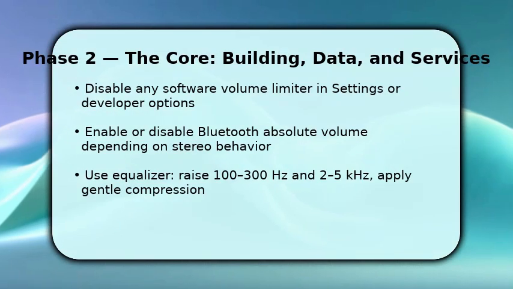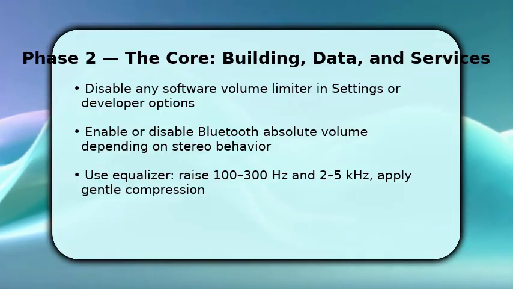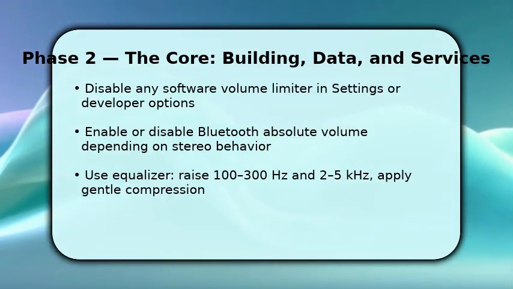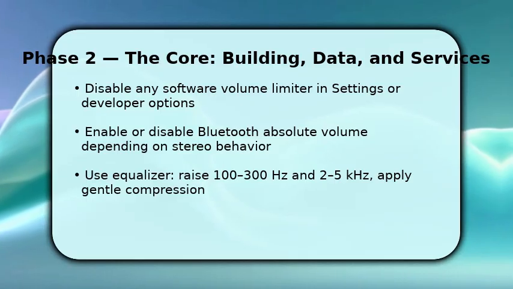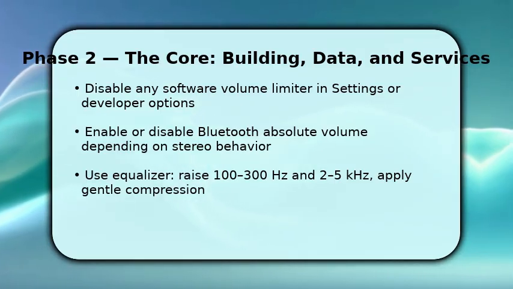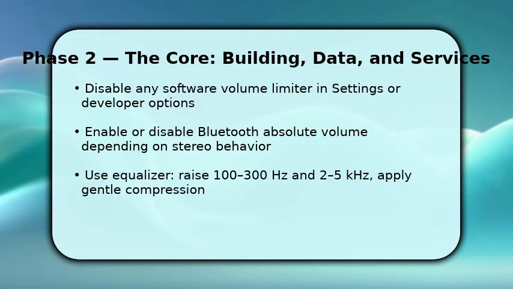Now adjust deeper settings to increase output. In developer options, disable any software volume limit if present. This removes artificial caps. If using Bluetooth, toggle absolute volume. Some head units clip with it on, others perform better with it off, so test both.